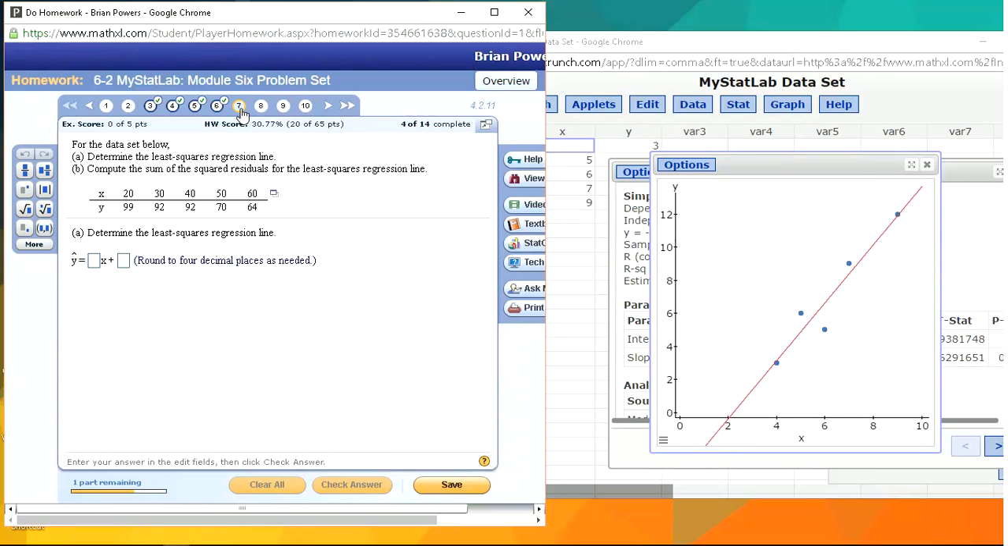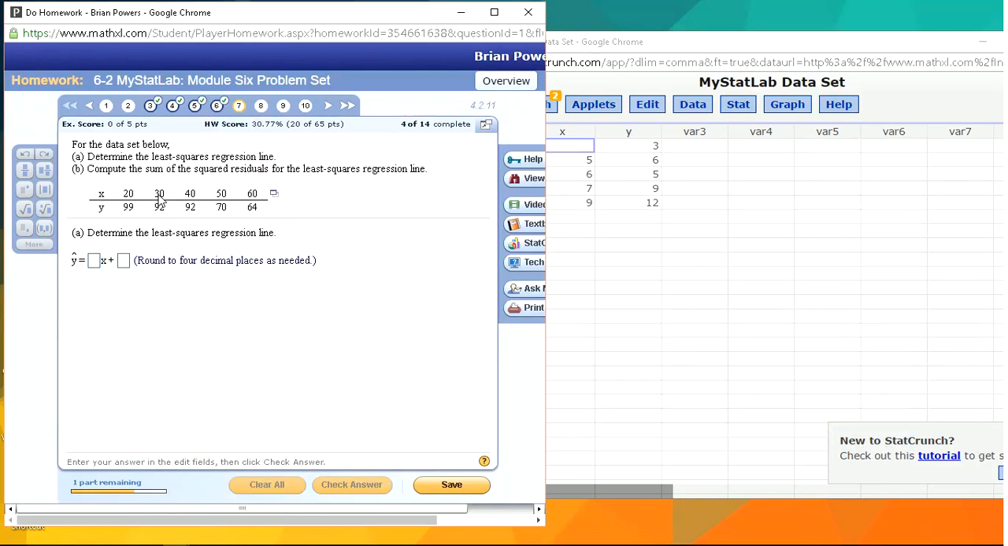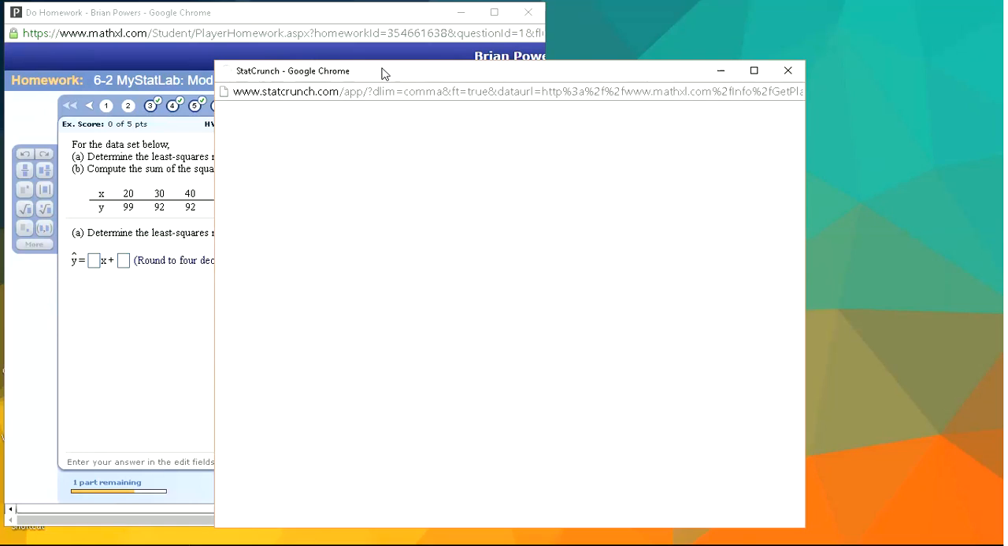Okay, let's see. This looks like the sum of the squared residuals. Oh, okay, this is a different one. So let's talk through this problem. Okay, so again, I'm going to open the data in StatCrunch. It just takes a few moments.